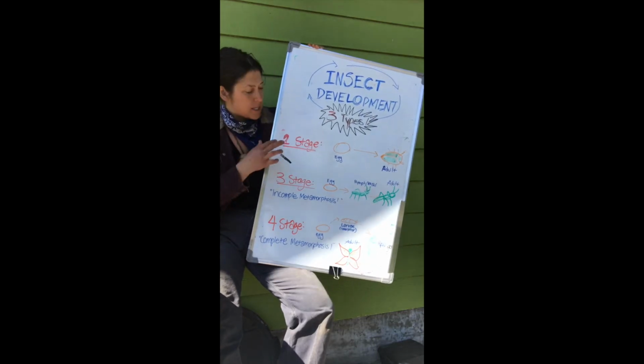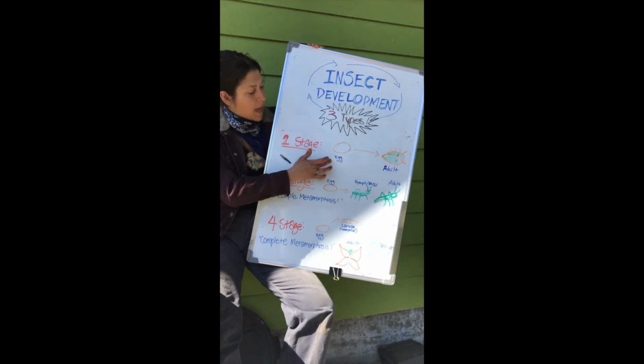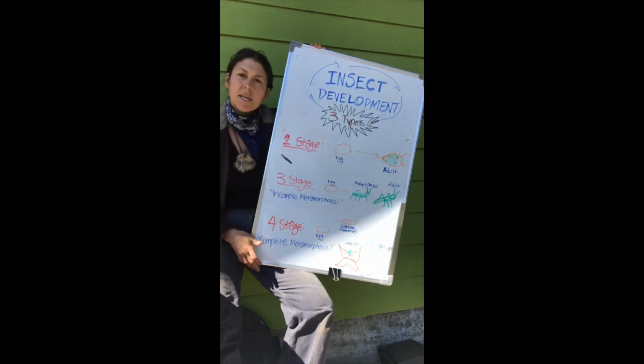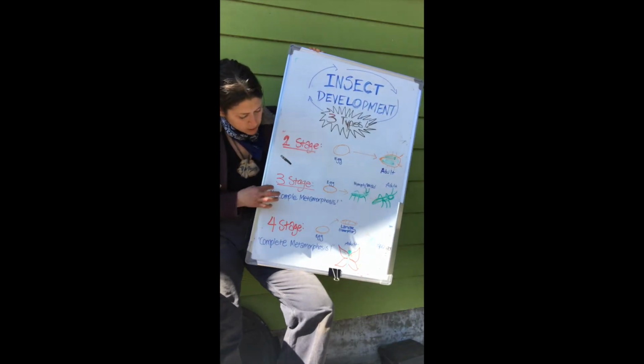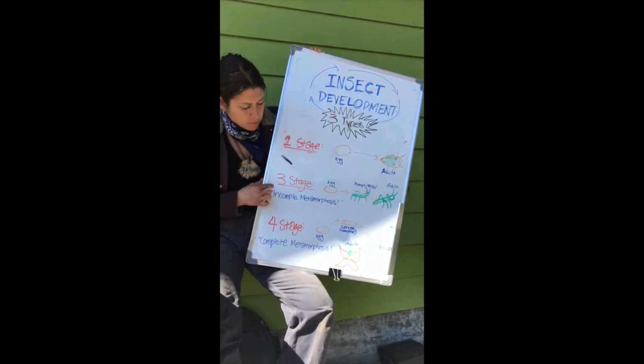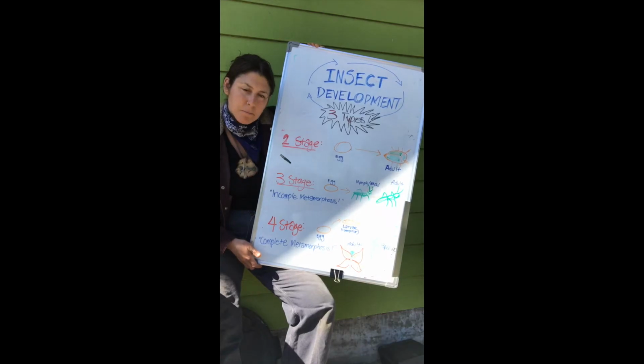One type is the 2-stage development, where insects just go from egg to an adult. An example of this is something called the mayfly. There's also 3-stage development, which is incomplete metamorphosis, where the egg goes to something called a nymph and then the adult. An example of this is the grasshopper.